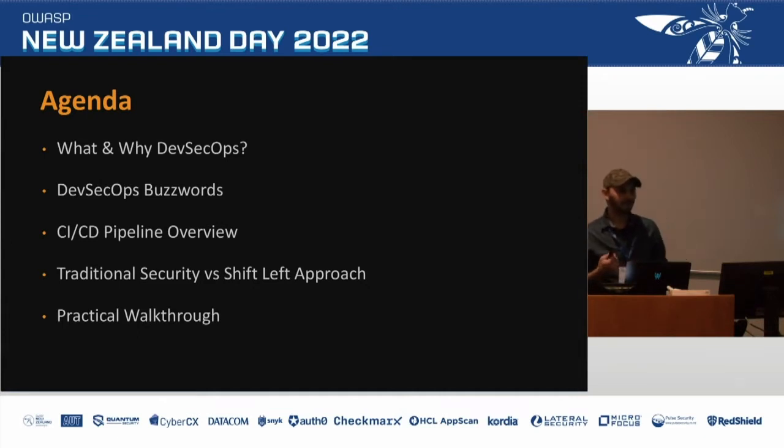We will look at a functioning CI/CD pipeline that I've built in my own lab, where I've integrated security tooling to identify security issues as early as possible. We will look at the traditional security approach versus what the shift left approach is. And then we will look at the practical walkthrough of the lab and how we've built that whole DevSecOps pipeline. And hopefully you can take away a thing or two from that pipeline and implement it in your own CI/CD pipeline.